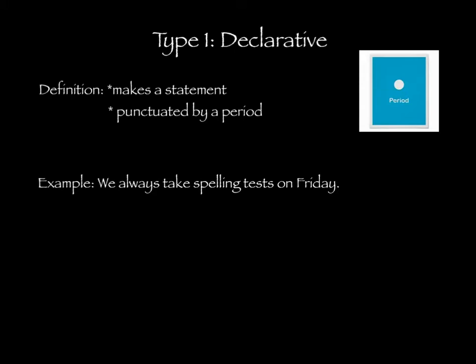So, our first type of sentence is declarative. A declarative sentence, and this is what you're going to write down at the definition portion of the page, is a sentence that makes a statement. It is also punctuated by a period. So it declares something and is punctuated by a period, like you see on the right. Our example is, we always take spelling tests on Friday. This is just a statement telling everyone when you take your spelling tests. If you need to pause the video in order to write down this definition and your example, please do so now.